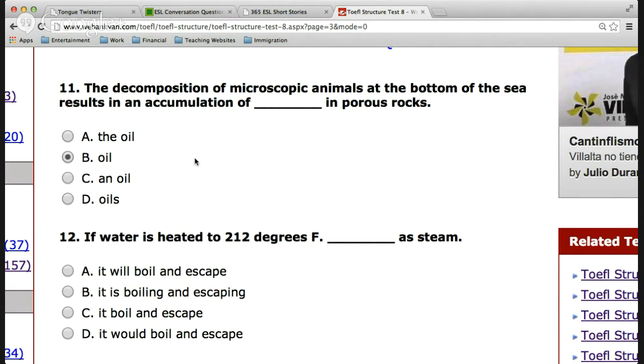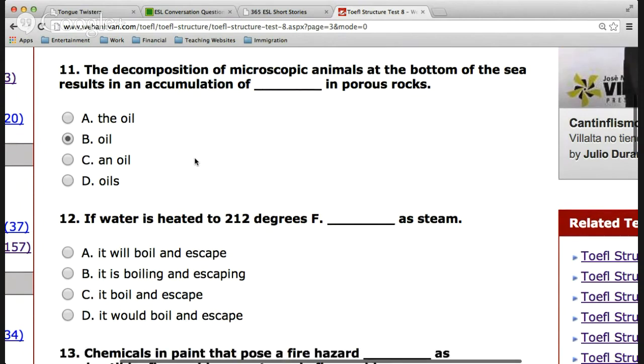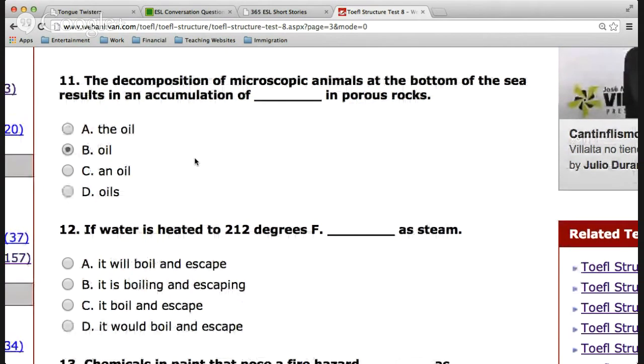So let's take a look here. In this situation, we would not need the article. The decomposition of microscopic animals at the bottom of the sea results in an accumulation of oil in porous rocks. We're not pointing out the oil. We're not setting it apart from anything else. We're just saying in general, there's oil there. Accumulation of oil in porous rocks. No article needed. If the oil has already been mentioned, you need to put the article then.